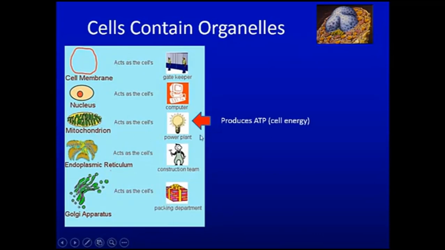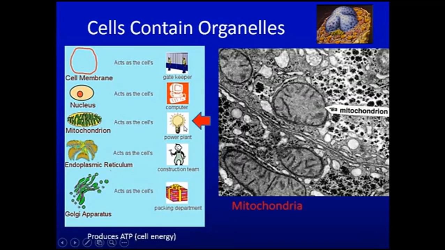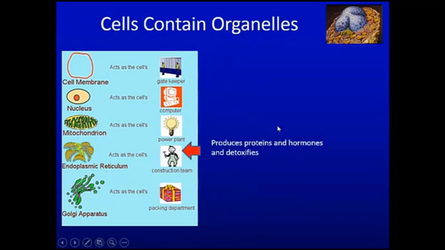Also, we have mitochondria that produce ATP, produce energy. It's your energy production. And we see a mitochondria double membrane structure there with cristae in through there associated with making energy. And then we have the construction team.